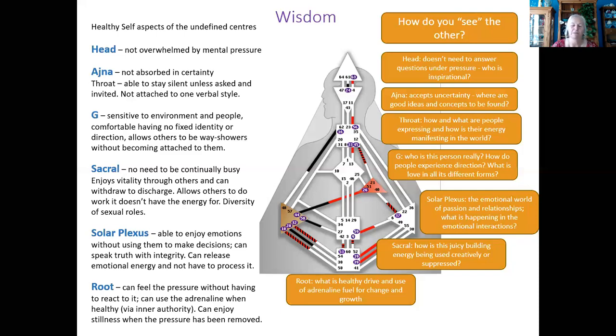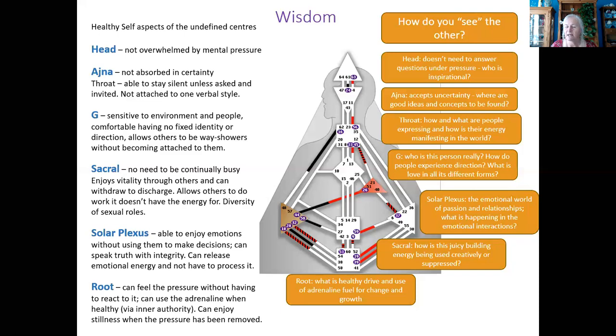G center, people with an open G center are very sensitive to the environment and to people. When you're comfortable having no fixed identity or no fixed direction, then you can allow these people to take you on a journey and then let go of them. So who is this person really? What is their identity? And what is this direction going to be like? You're not attached to the direction, you don't have to identify with it, but you can be taken in a direction by somebody. Then also, what is love in all its different forms? Many different forms of love with an open, undefined G center. In this case, it's completely open. You notice there are no numbers highlighted in it at all in this chart. So this person would be able to really experience love in so many different forms without needing to identify with any one of them.